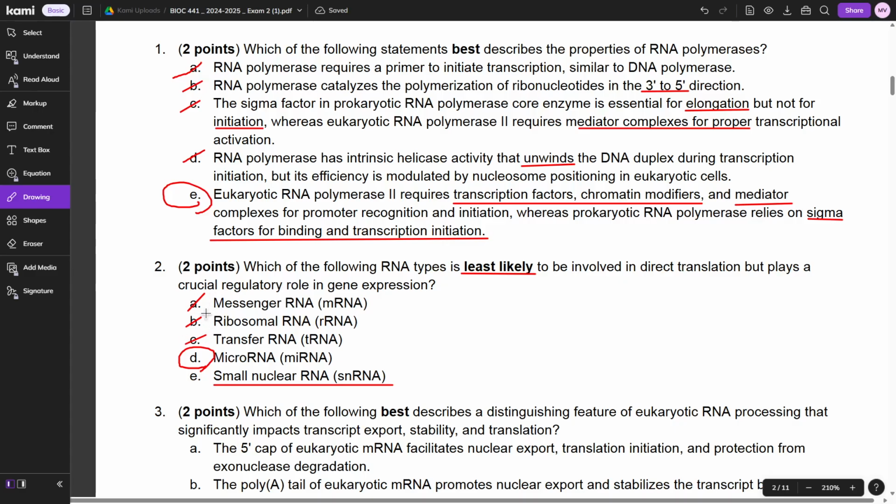So these obviously are directly involved in translation. snRNAs, I think the big thing with snRNAs is that they play a regulatory role in gene expression. They don't really play a regulatory role, you know what I mean? They play a role in, after you make the transcript, you edit it, but they don't regulate it. If that makes sense, they just help make the protein or make the RNA. So yeah, hopefully that makes sense.